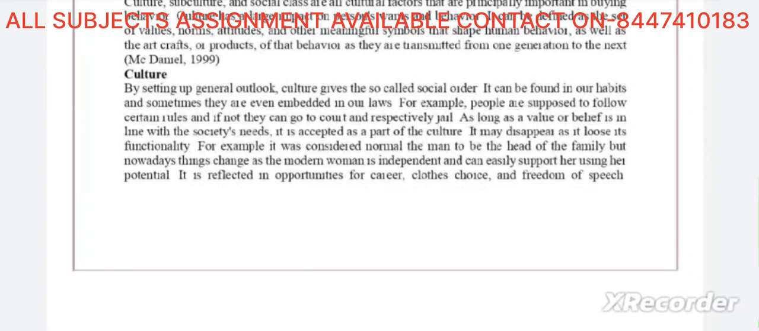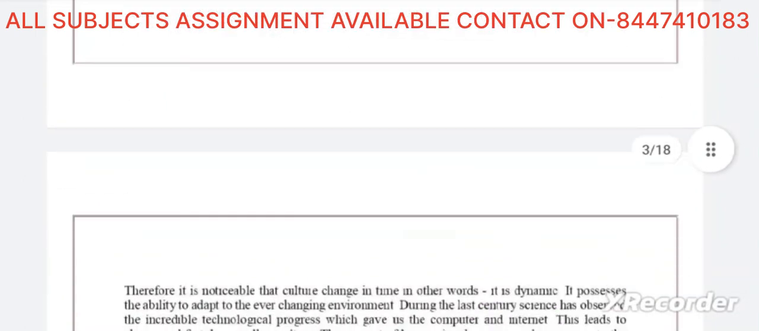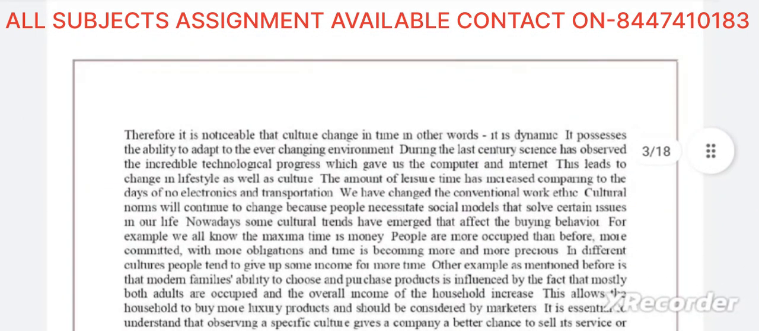For example, it was considered normal for the man to be the head of the family, but nowadays things change and a modern woman is independent and can easily support herself using her potential. It is reflected in opportunities for career, clothes choice, freedom of speech. Therefore, it is noticeable that culture changes in time. In other words, it is dynamic.